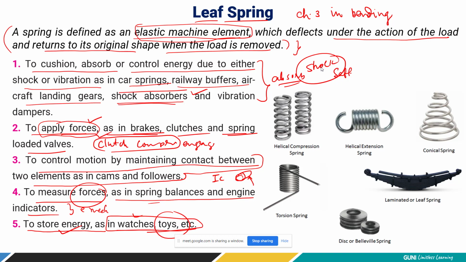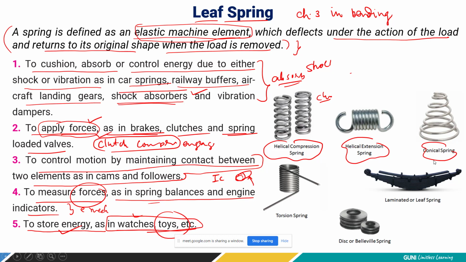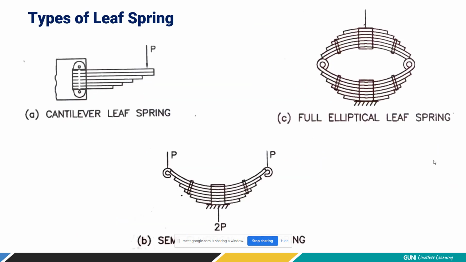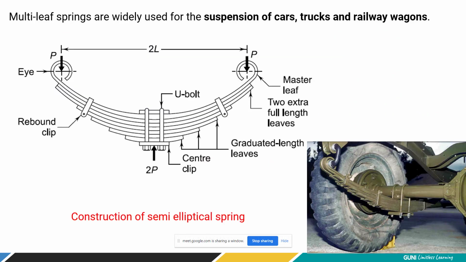If you look at the figure, this is a helical compression spring used in clutch and brakes, right? This is a helical extension spring, this is a conical spring. These are the types of springs used based on the applications. Now today's topic is basically a leaf spring. So we have types of leaf spring. One is cantilever leaf spring. Now just look at the actual figure. Now how it is constructed. It is constructed by simply combining very thin strips one over another, right?